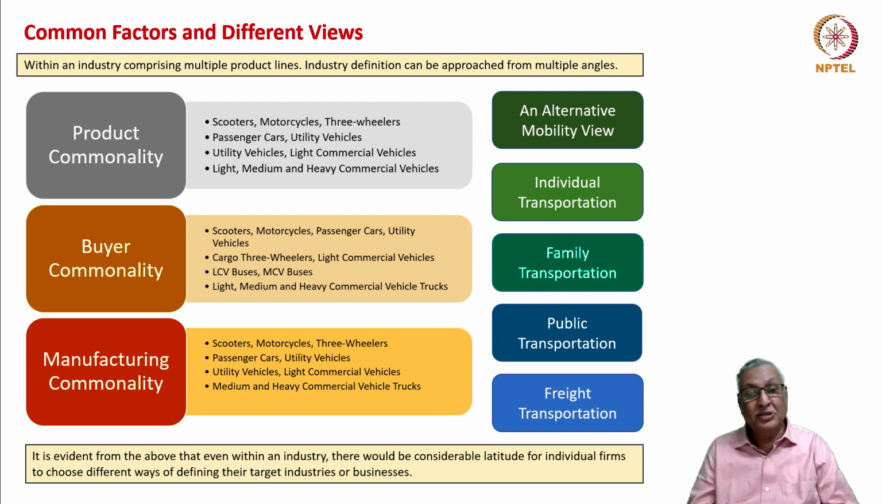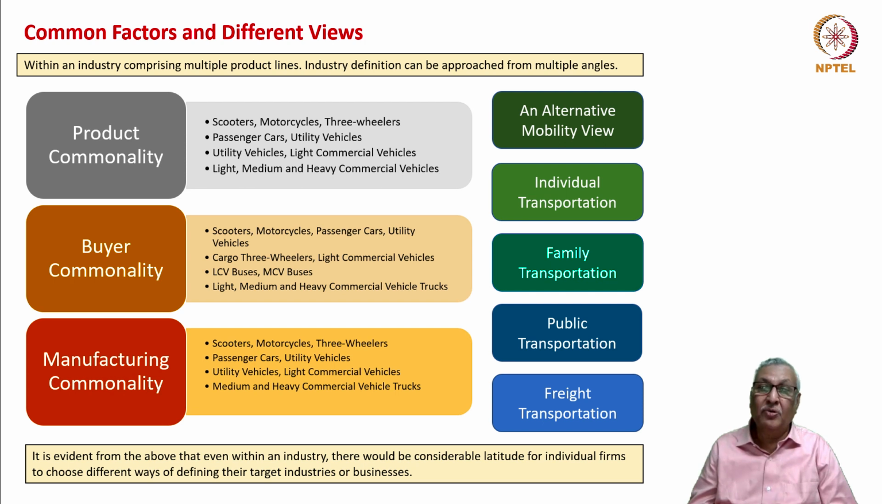You can also look at this from a mobility point of view. There are products of individual transportation such as the two-wheelers. There are products of family transportation such as the passenger cars and utility vehicles. There are products of public transportation such as the light commercial vehicles and medium commercial vehicles in the bus form. And there are vehicles of freight transportation such as LCV trucks and MHCV trucks.